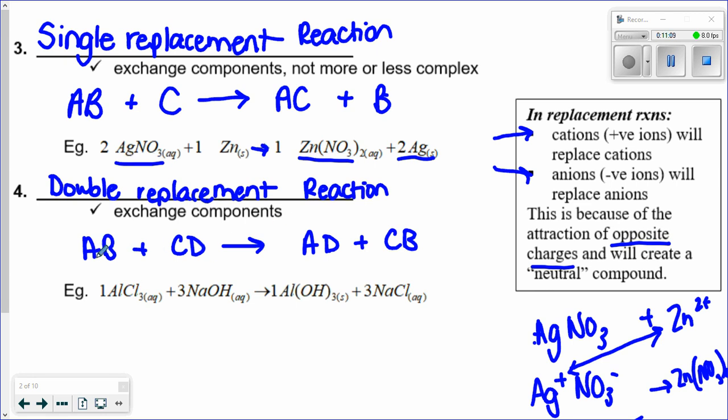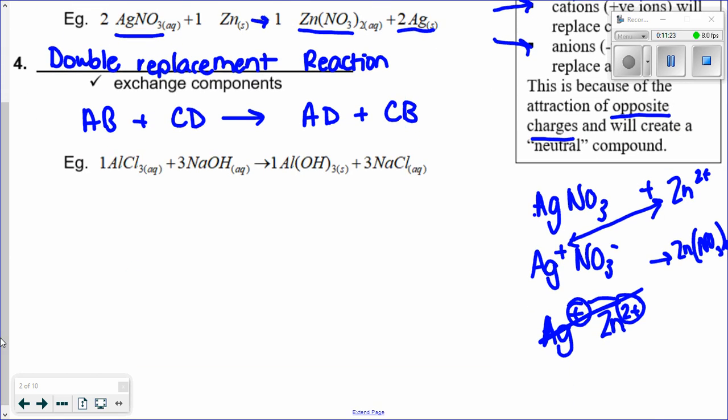Where we're seeing the anion of one compound exchanging for the anion of another compound, or cations exchanging for cations. So our example here is aluminum chloride plus sodium hydroxide produces aluminum hydroxide and sodium chloride. I'm doing that really quick, but you should be able to name all of those compounds right away or pretty quickly. These are all ionic compounds in this case.